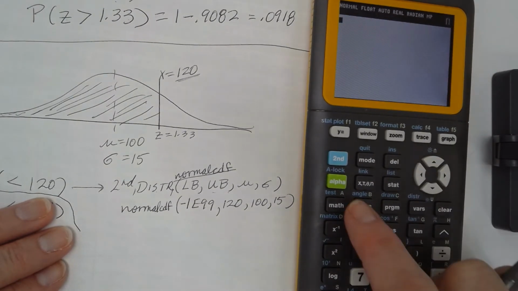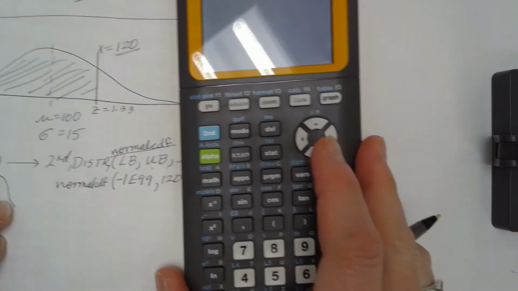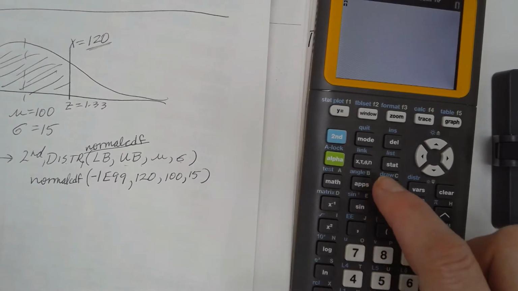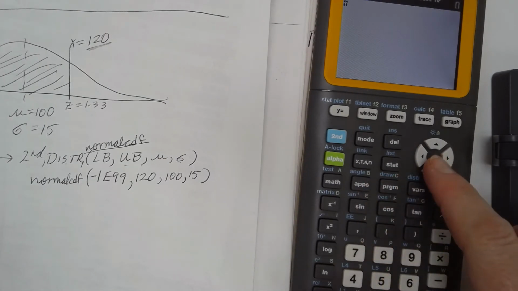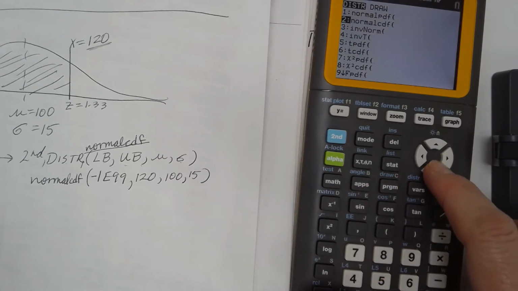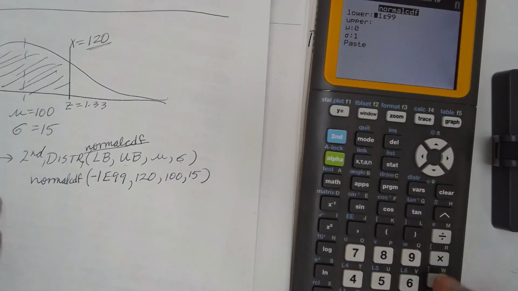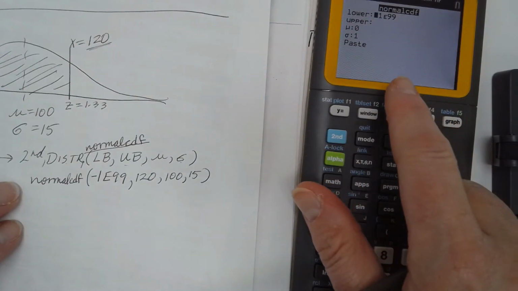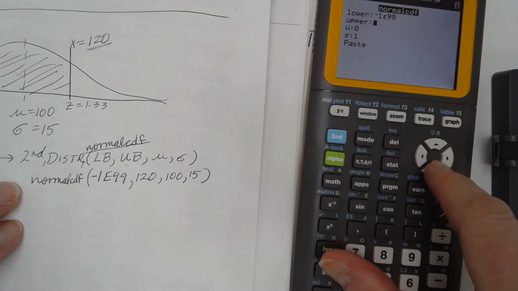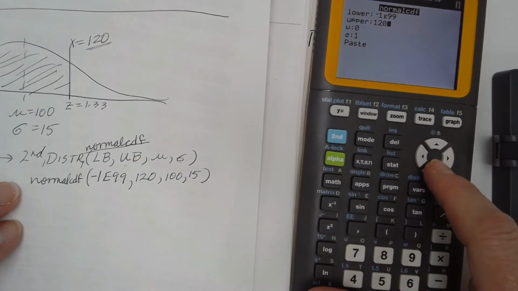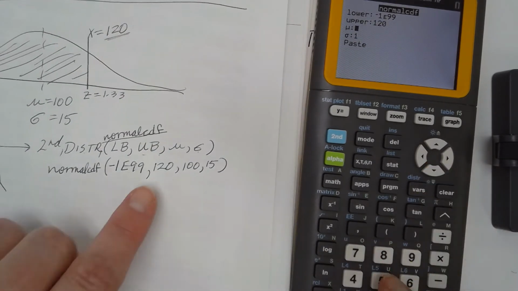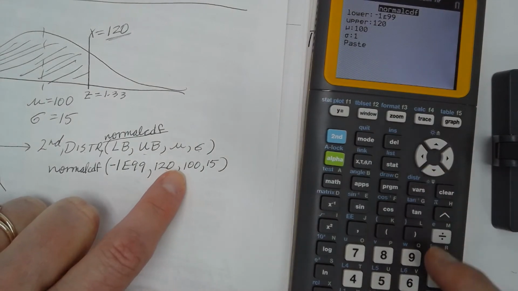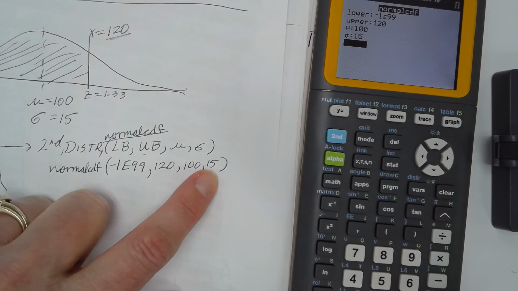Okay, so second distribution is below your arrow keys. Normal CDF is the second one. Negative 1 E99 is the lower boundary. The upper boundary is 120. The mean is 100, and the standard deviation is 15.